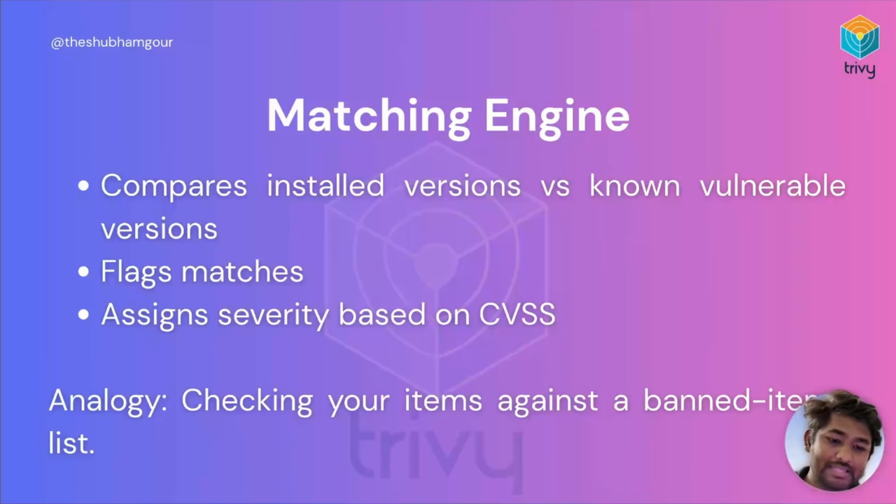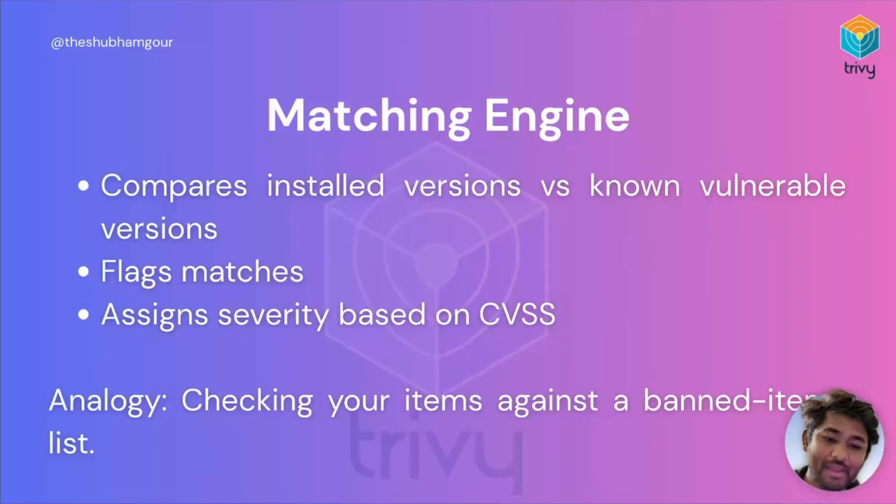Now, what does the matching engine do? Basically, whatever we scan through the Trivy vulnerability database, it will scan through their own list. Okay, checking your item against the banned list. Now it compares the installed version versus the known vulnerability version. Let us take a very basic example. You are using Python version 3.19 and the issue is found in version 3.20. So it will scan 19 and 20. That is the actual job of the matching engine.